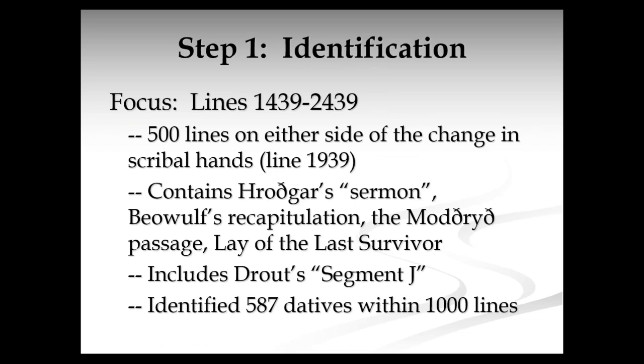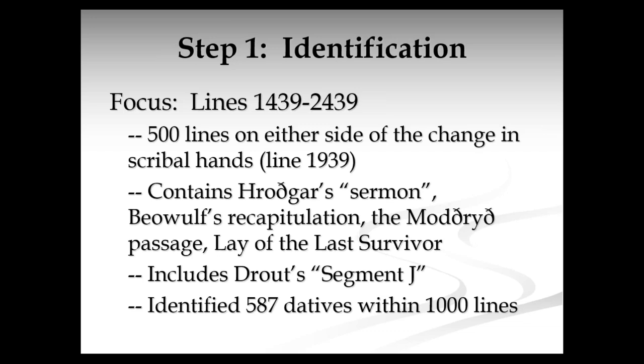So the focus for this project was 1,000 lines. That is roughly not quite a third of the poem, but it covers the spot where I noticed the difference. It goes 500 lines on either side of the change of scribal hands. I wouldn't say that it started becoming different at the point of the scribal change exactly, but it was a convenient marker.